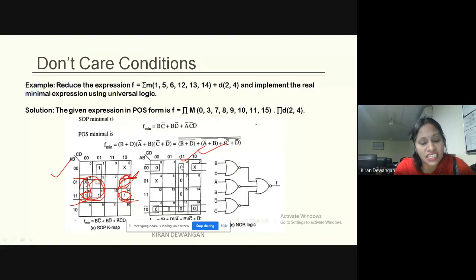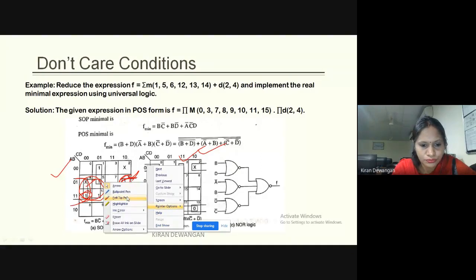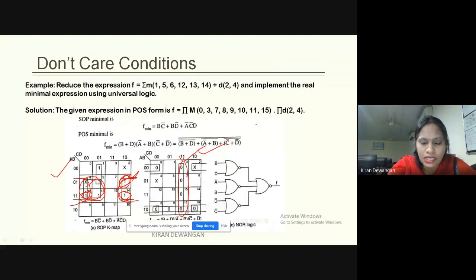Here, if you have a single zero which is not covered by any other zero, then it will be a false essential prime implicant. Meaning there must be a zero that is not shared with any other. So in this case also, you can see here, one minute. In this case, this zero, this zero, this zero is not shared with anyone, so this will become an FEPI. Clear? Here also, this zero is not shared with anyone, so this also becomes a false essential prime implicant.